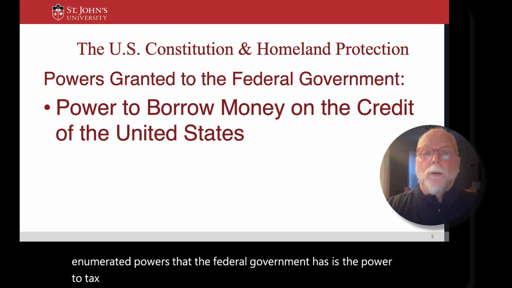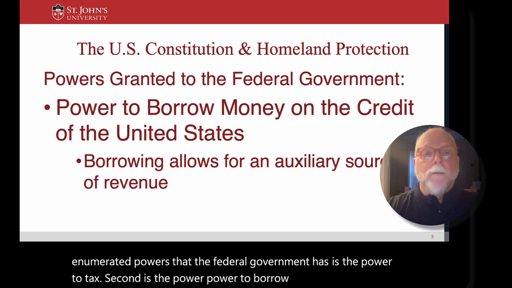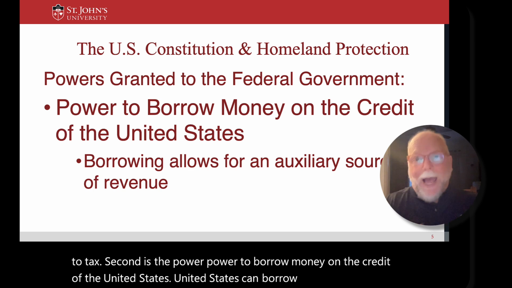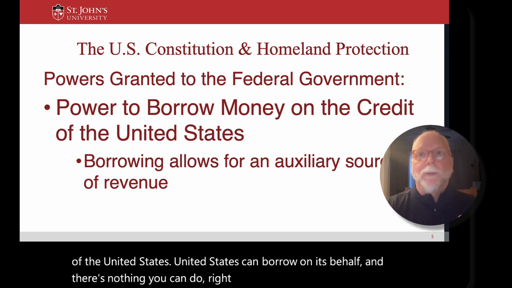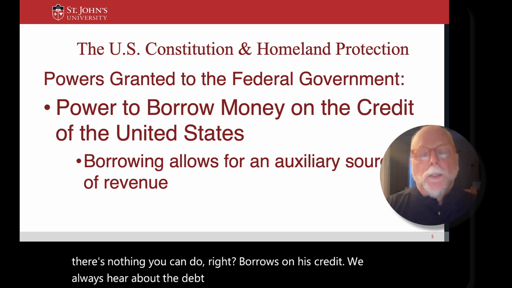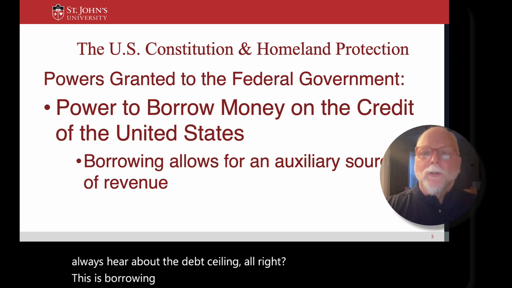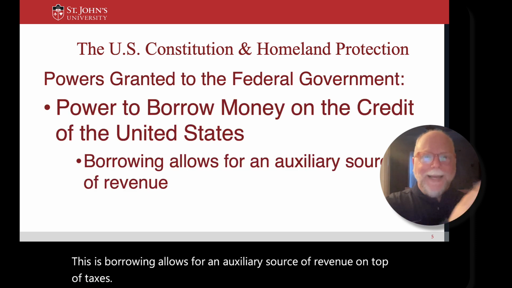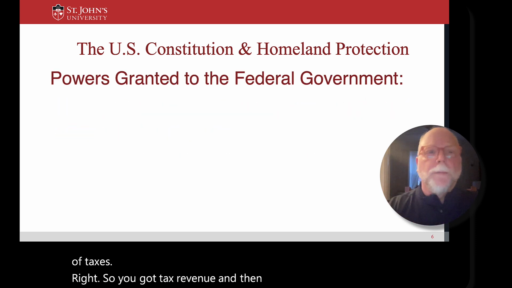Second is the power to borrow money on the credit of the United States. The United States can borrow on its own behalf. We always hear about the debt ceiling. This borrowing allows for an auxiliary source of revenue on top of taxes. So you have tax revenue, and then the government can borrow money.